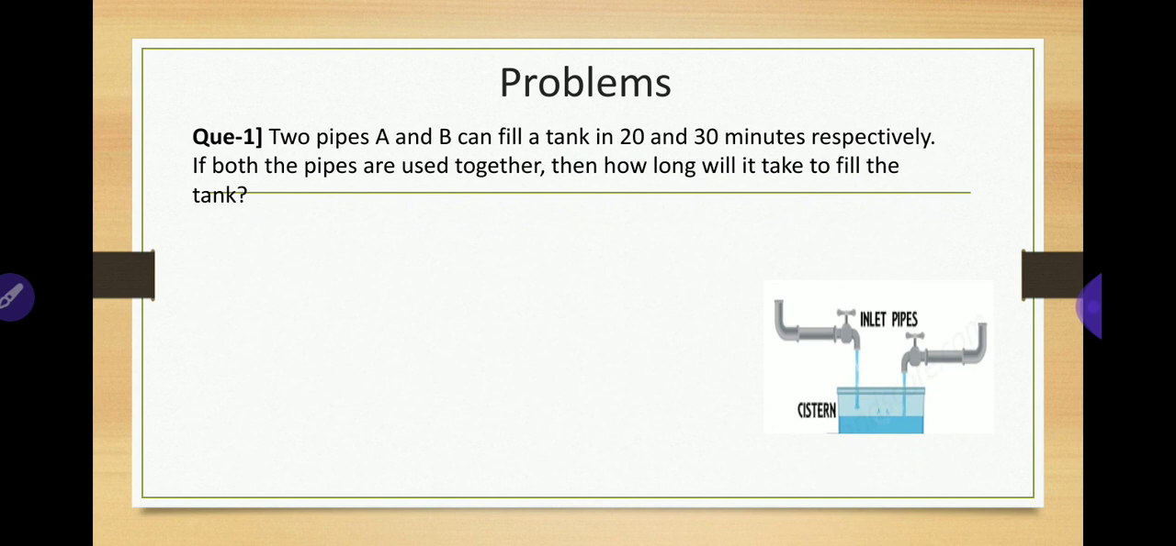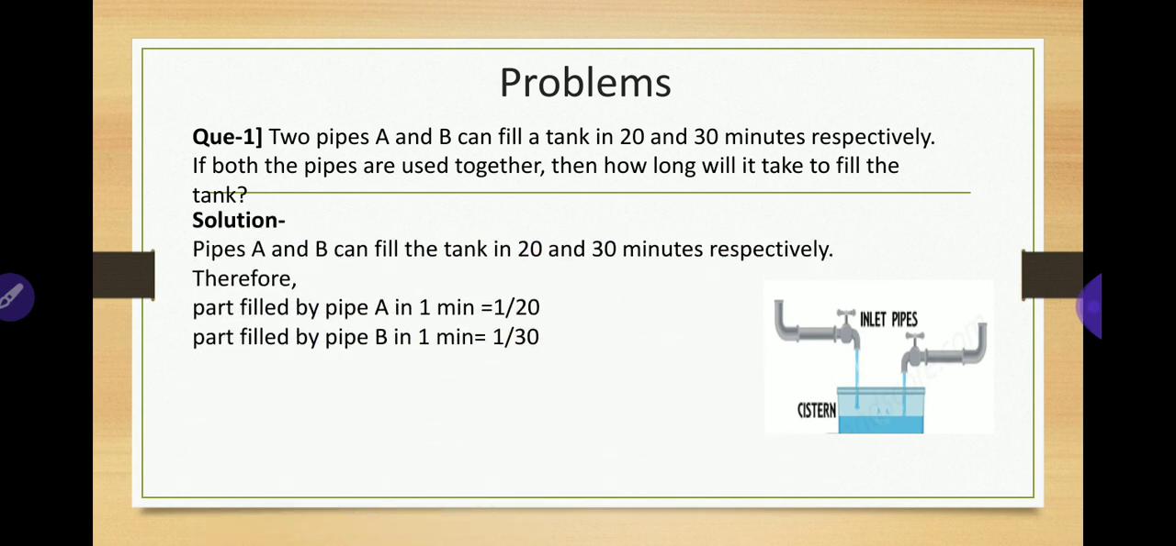We will start with the first problem. Suppose two pipes A and B can fill the tank in 20 and 30 minutes respectively. If both pipes are used together, then how long will it take to fill the tank? Two pipes are there, one can fill in 20 minutes, another can fill in 30 minutes. So we can find how much part of the tank will be filled in 1 minute.